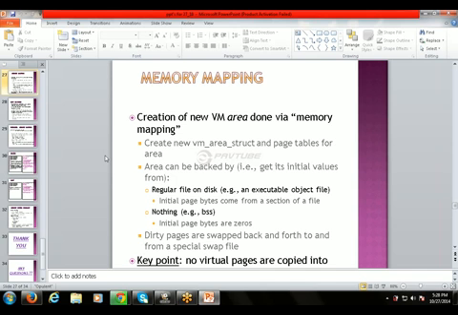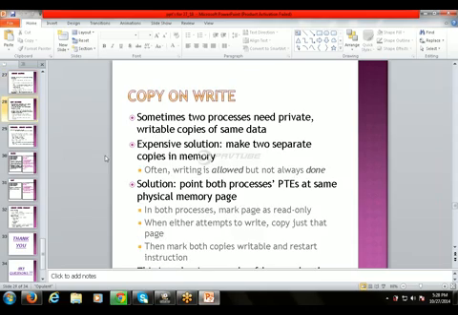Then next is copy on write. What is copy on write?